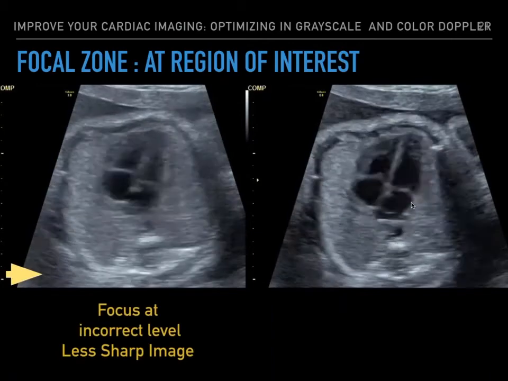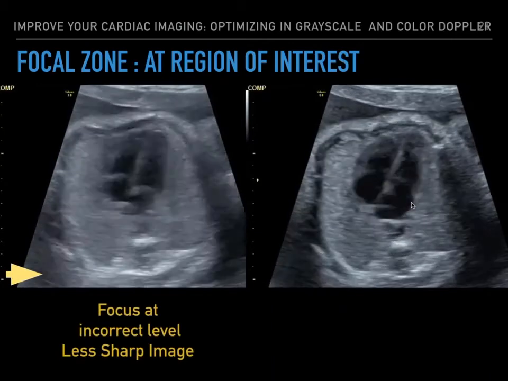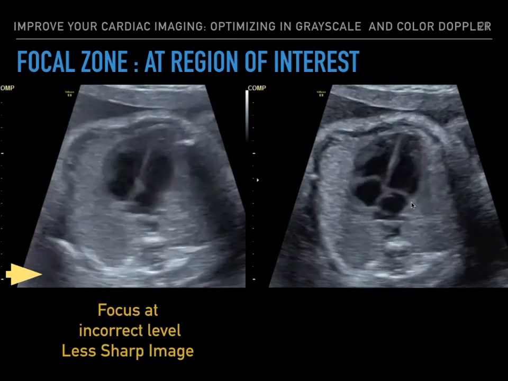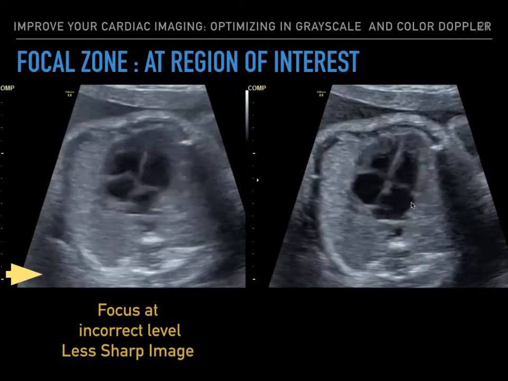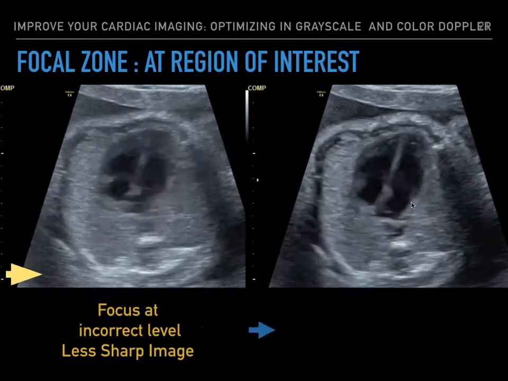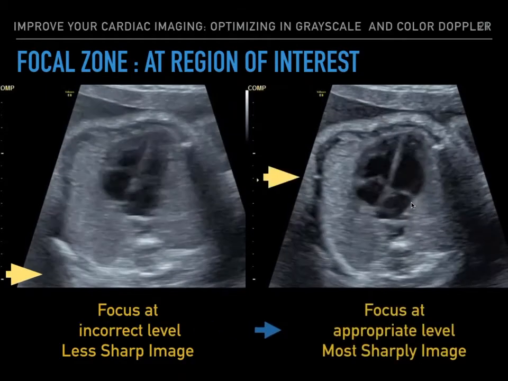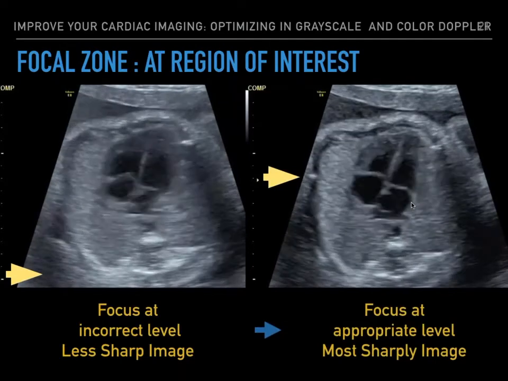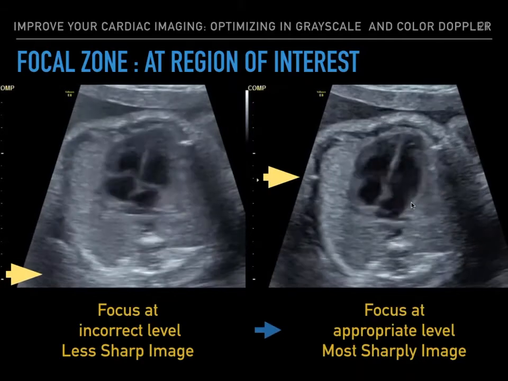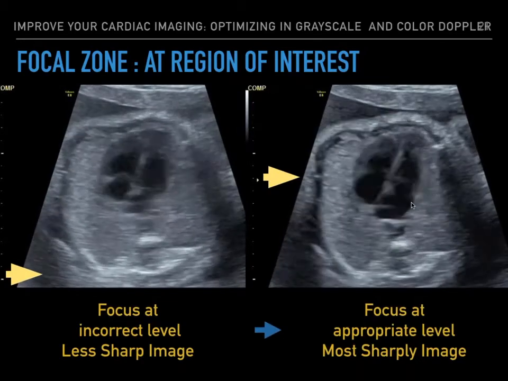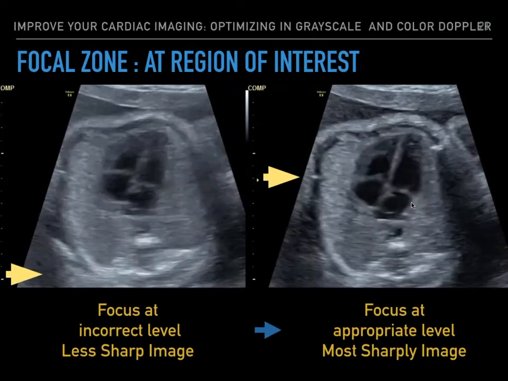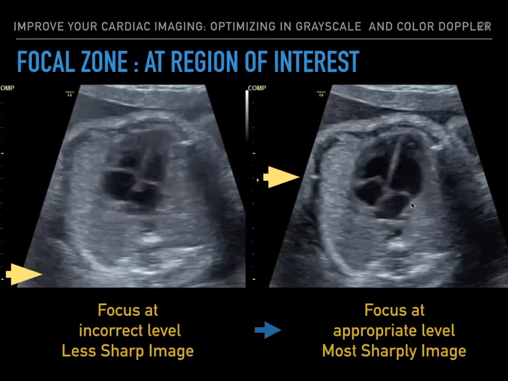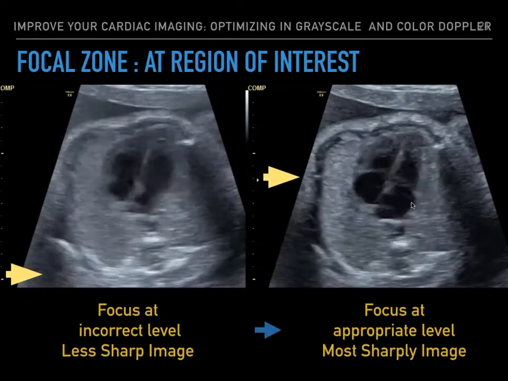What if your focus is not at the region of interest? Here you actually see the focus at the incorrect level, and you see a less sharp image of the heart. But as you adjust your focus to the appropriate level, you could see a dramatic change in how the heart is clear compared to the first clip and most sharply imaged. You have to remember that the area where the focus is, is where the beam is most narrow. This actually improves your temporal resolution and also improves detail resolution.